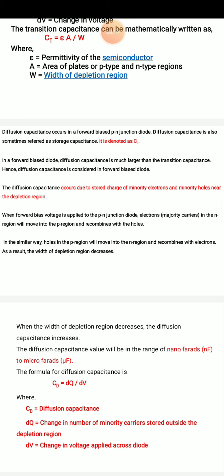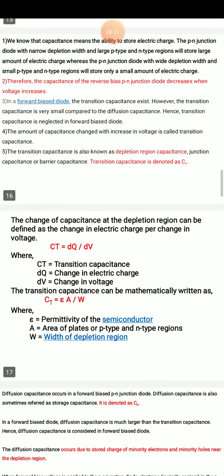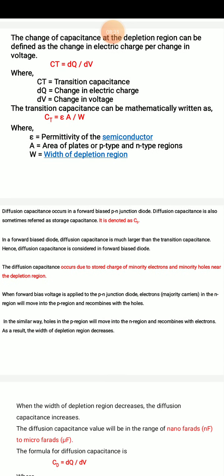So please remember that the CT, that is transition capacitance, is used in the reverse bias mode, whereas the CD, that is diffusion capacitance, is used in the forward bias mode. Please make a note of this particular thing.